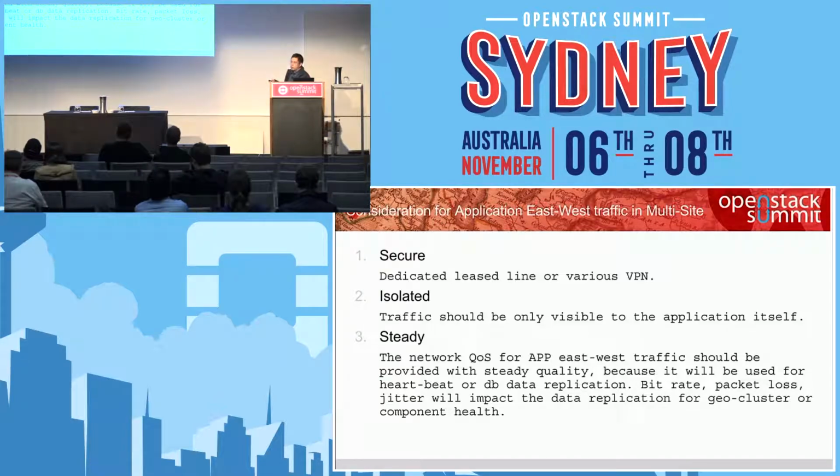And the most important one is that the network quality should be very good for east-west traffic. For heartbeat, if there is packet loss or jitter, the application may make mistakes on the component's health. So we need a steady network quality for the application east-west traffic.